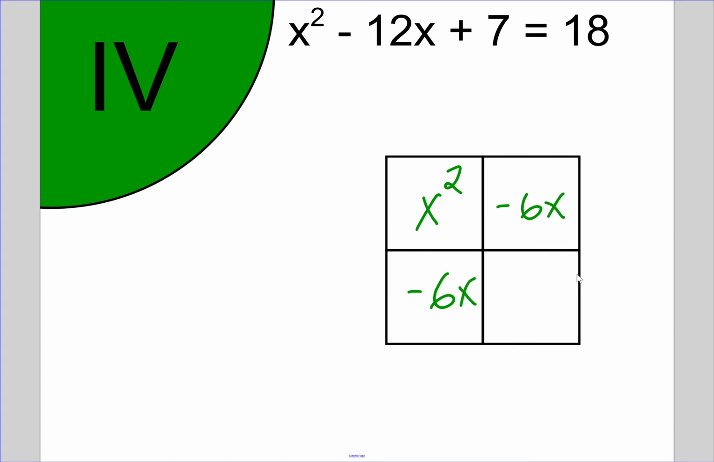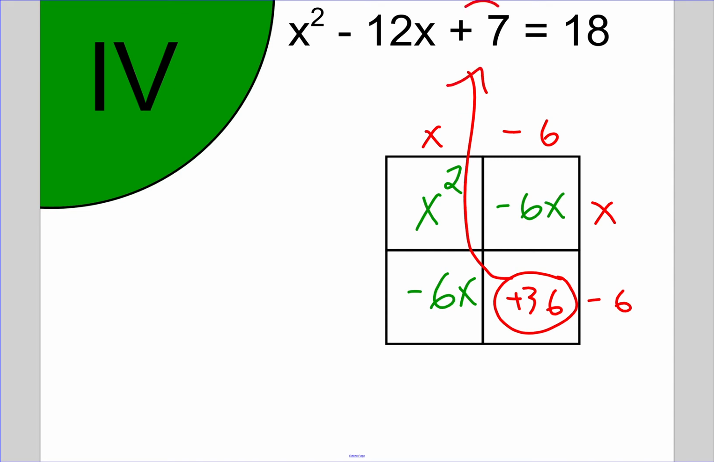So working towards our binomials, we've got x here and x here to get our x squared. Then x times negative 6 will give us negative 6x, and x times negative 6 will give us negative 6x. But now when we multiply negative 6 times negative 6, we get positive 36, which is not what we have here. But that's really an easy fix because we can just add whatever we need to both sides in order to make that 36.